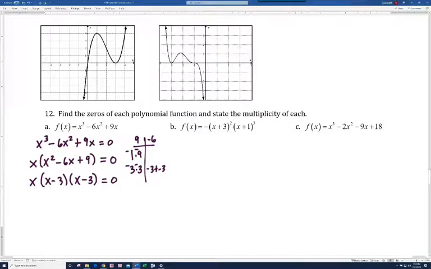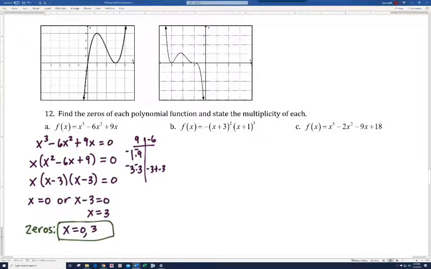And so you're going to have two zeros. And you can find them by setting your factors equal to 0. So x equals 0 or x minus 3 equals 0. We don't have anything to do with the x equals 0, but when we solve for x here, we get x equals 3. And so our zeros are 0 and 3. Now, there's something going on here that's a little bit different. Notice we have two factors of x minus 3. So I need to talk about multiplicity here.